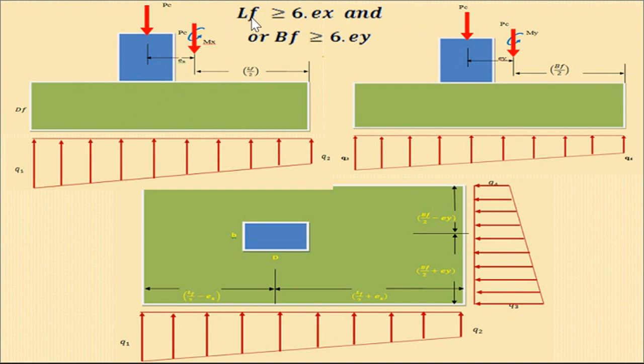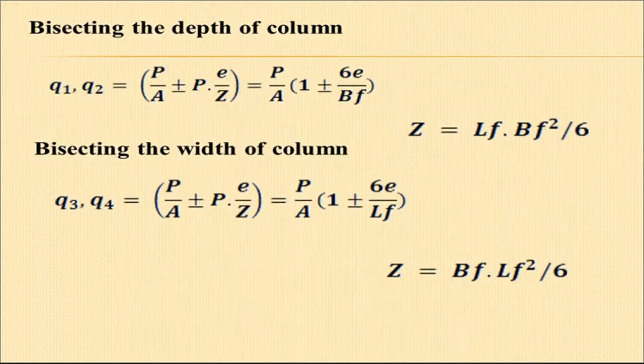What is the check? LF, that is the length of the footing, should be greater than or equal to 6 times the Ex, or width of the footing should be greater than or equal to 6 times of Ey. If this is satisfied, then we can say that our footing is designed as subjected to only axial load. So in our problem, we have increased the load by 50% and repeat the same procedure.